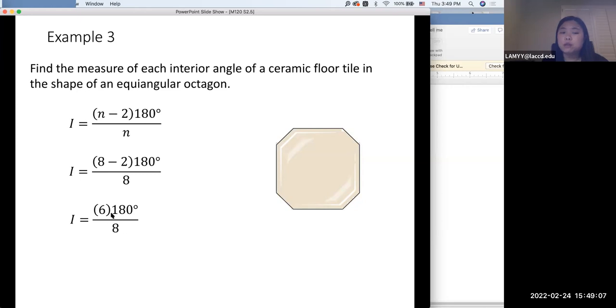Try to simplify before you multiply. So I can simplify the 6 and the 8, divided by 2. I got 3 here, 4 here. I can simplify these two, divided by 4, divided by 4, I'm going to get 45. So 45 times 3, you're going to get 135 degrees. So each angle here will be 135 degrees.